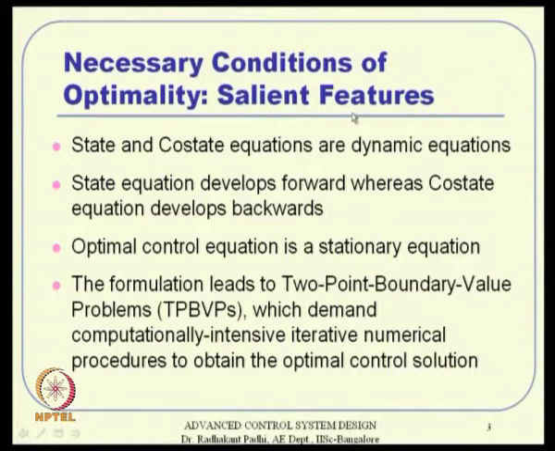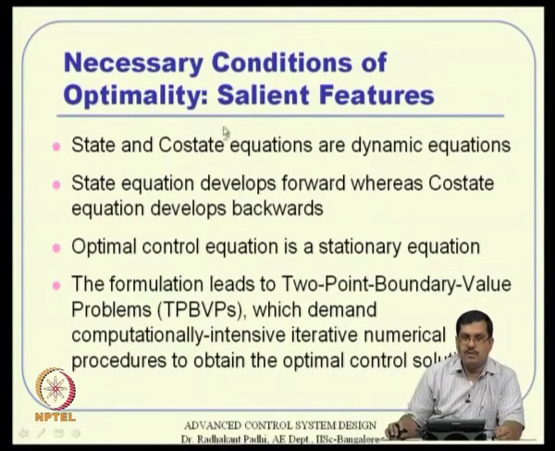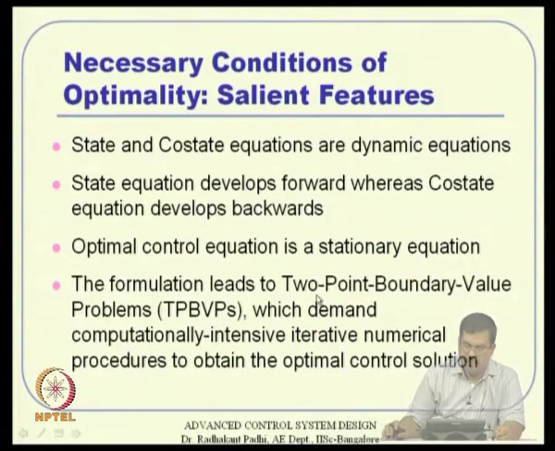These are the salient points of the necessary conditions of optimality I just discussed: the state and co-state equations are dynamic equations. The state equation develops forward, whereas the co-state equation develops backward. The optimal control equation is a stationary equation. You may or may not be able to solve it explicitly. If you cannot, you can again use numerical procedures. And the core of the point is that this entire formulation leads to the so-called two-point boundary value problem, which demands computationally intensive, iterative numerical procedures to obtain the optimal control solution. So, we will see what those are.